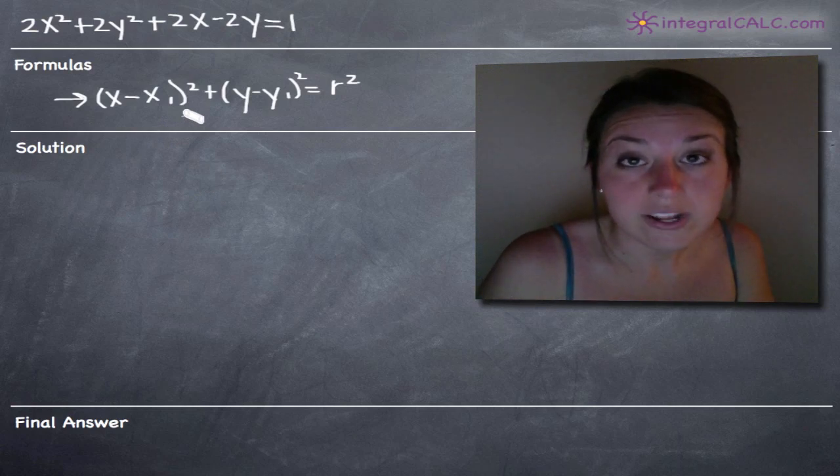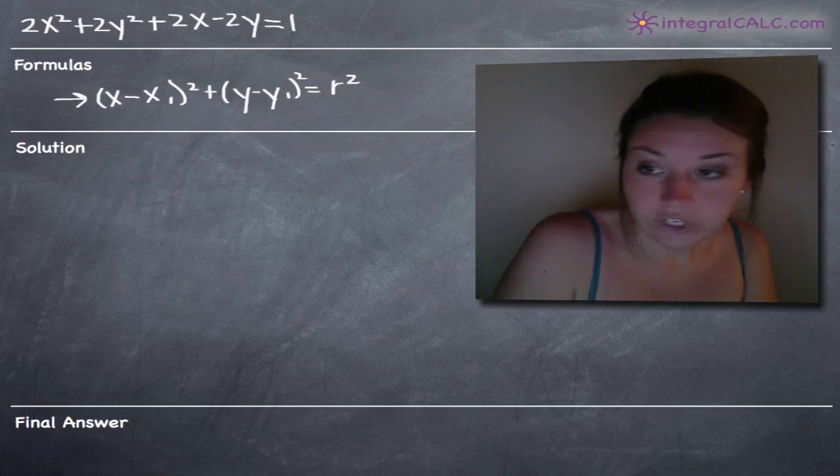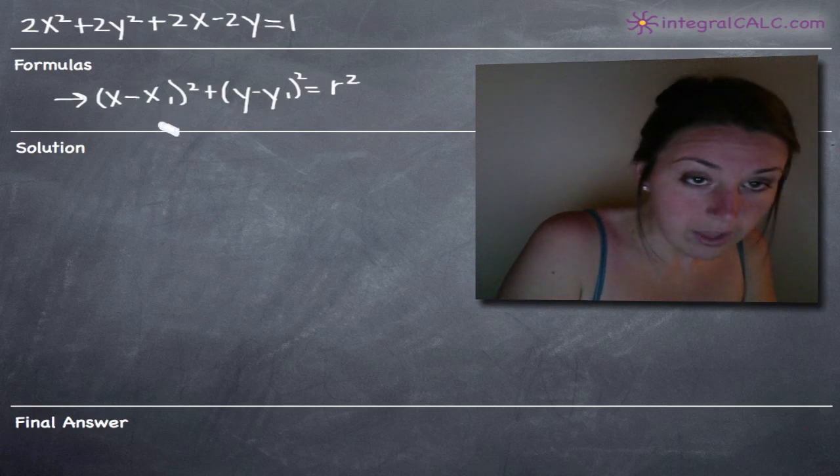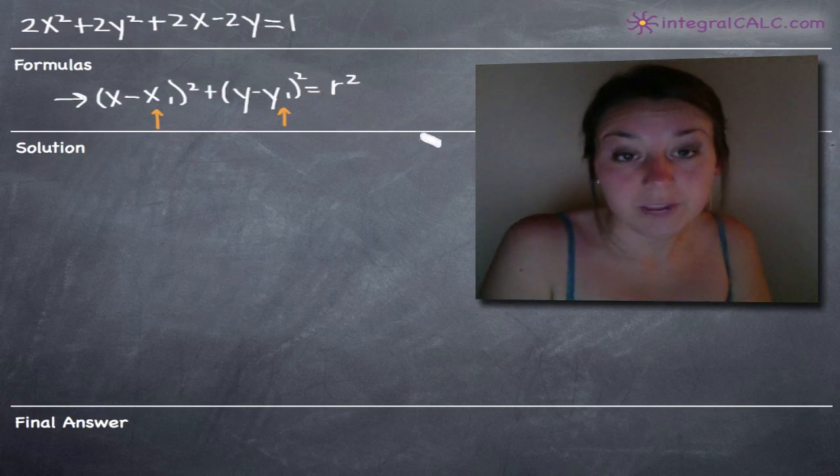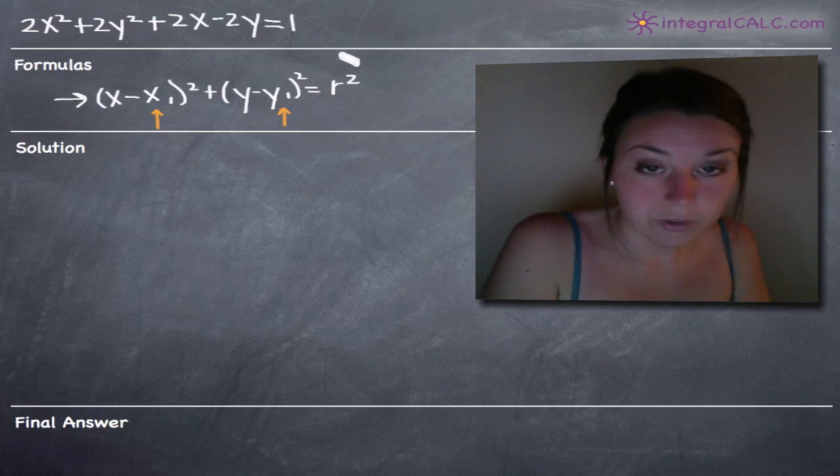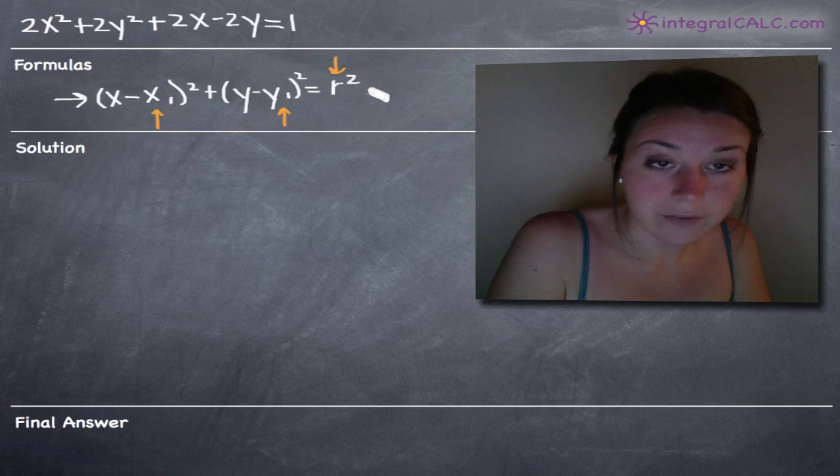One is the coordinates of the center of our circle, which are x sub 1, y sub 1. And the second piece of information is the radius, which we're going to get from right here.